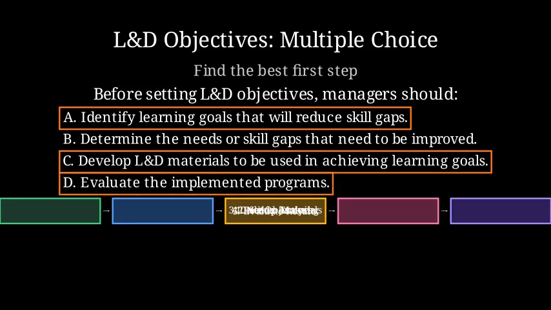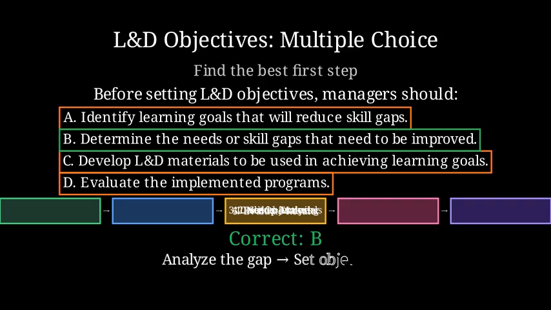Choice D says, evaluate the implemented programs. Evaluation is the final step after training has been delivered. So D is definitely not the first step. Now look at choice B. Determine the needs or skill gaps that need to be improved. This matches the first box in our process flow, which is needs analysis. It happens before setting objectives because you need to know what problems exist before you define goals. So the correct answer is choice B.